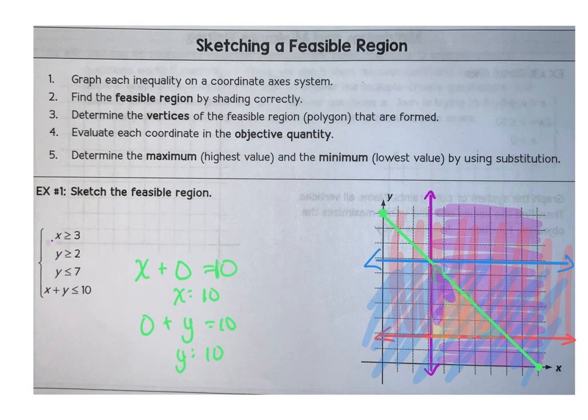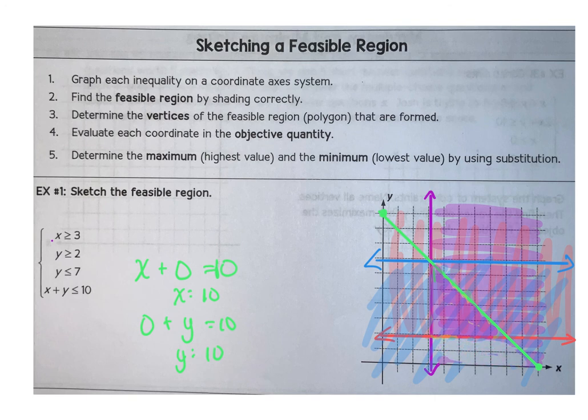And so once you figure out your region, you've got it. Now, my first step is done: find the feasible region by shading everything correctly. And so I have this feasible region here. I know that I have this triangle.